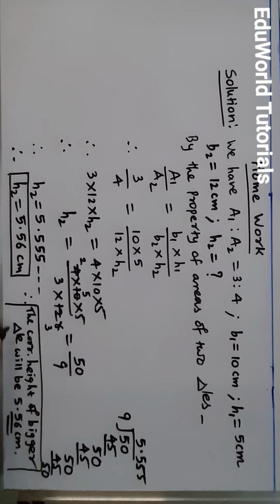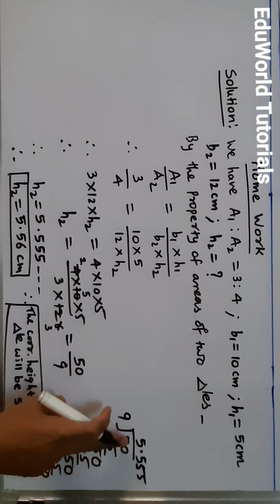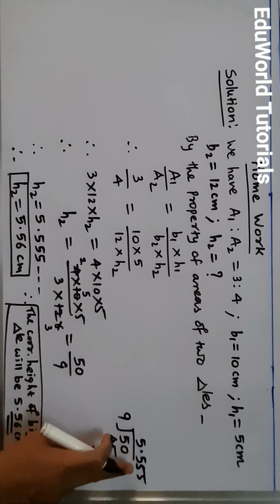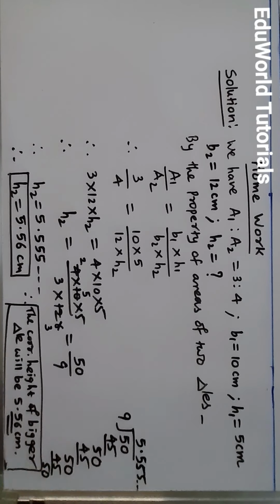Put a box around it. This is our answer. Corresponding height of the bigger triangle is 5.56 centimeter. We have found the answer correct up to 2 decimal places, that is 5, 6, because our division of 50 divided by 9 is 5.555 and it is not ending. This is how we can solve the third sum. Now we'll have to solve the fourth sum.